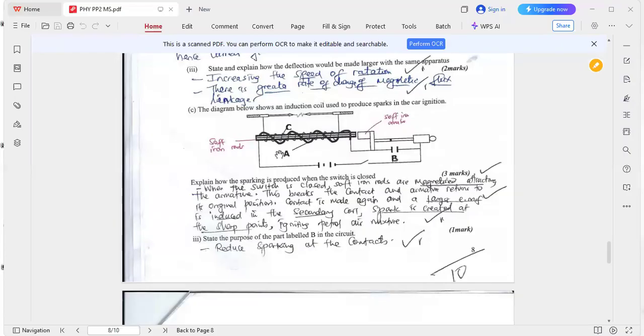Remember the words higher EMF in the secondary coil C. The current that flows in the secondary coil C produces sparks that can be used to ignite an engine, to start a petrol air engine. Let's listen to Z.